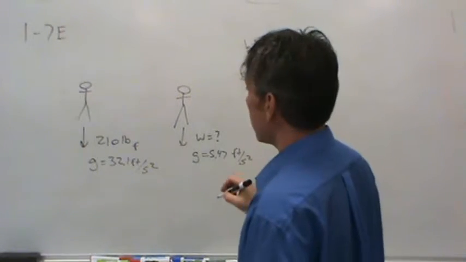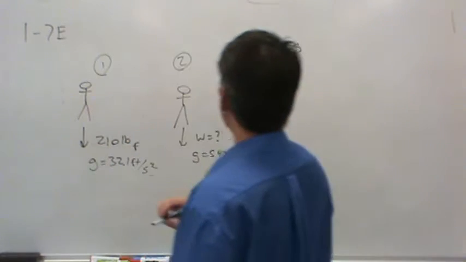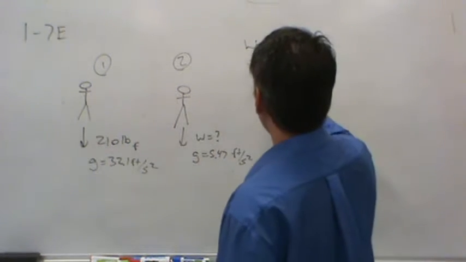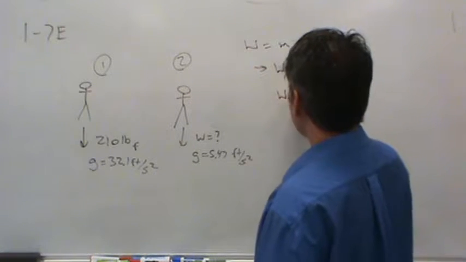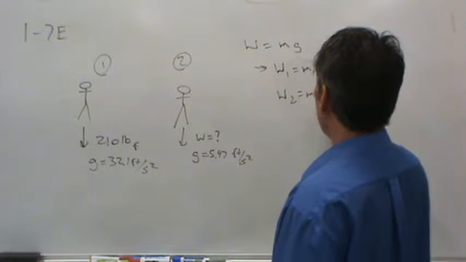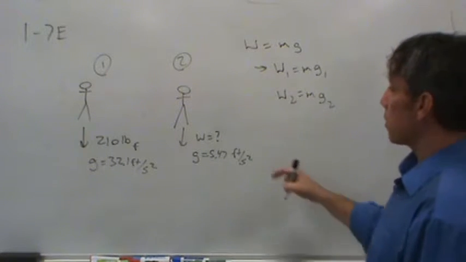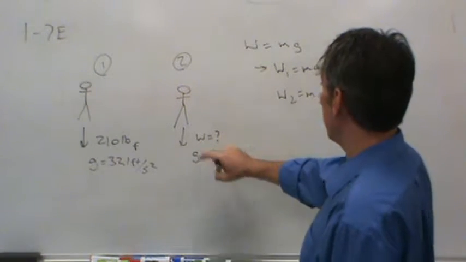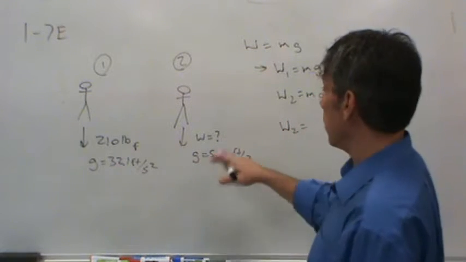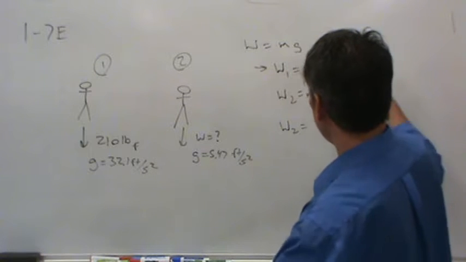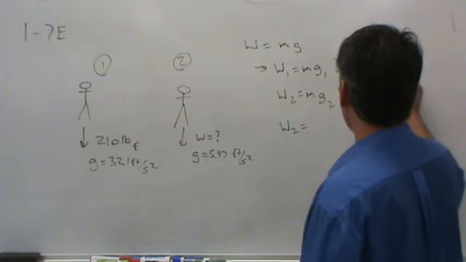So we can rearrange this equation. Let's call this state 1 and state 2. Then the weight in state 1 would be m g1, and in state 2 it would be m g2, two different accelerations of gravity. If we want to solve for the weight in state 2, we could solve for the mass, weight over acceleration of gravity, and I'll do that.